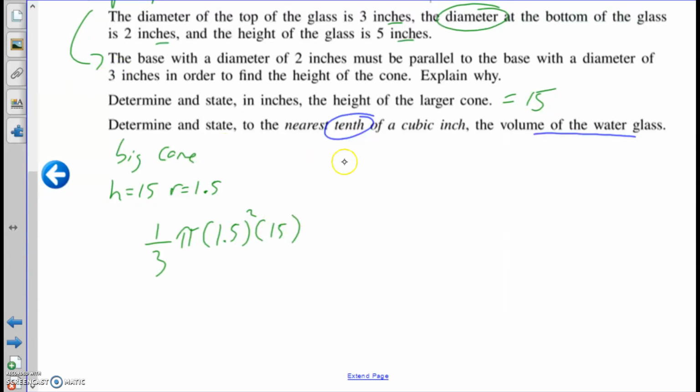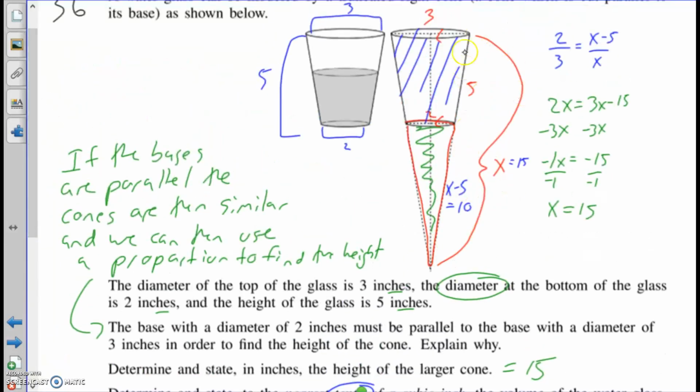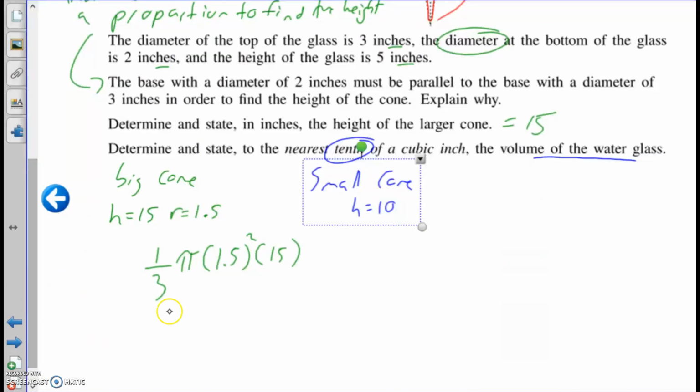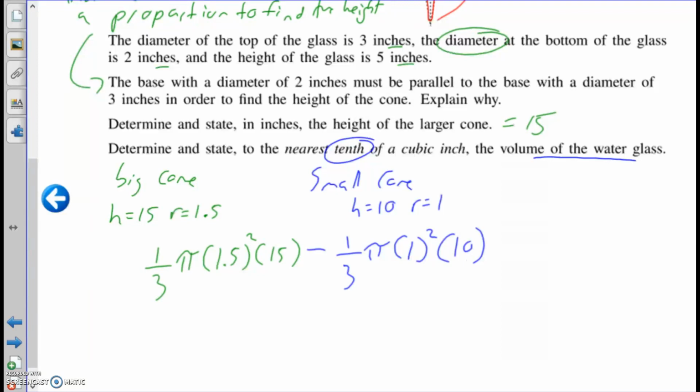And our small cone has a height of 10. Again, we see that here because the whole thing was 15 and we know the height of the water glass is 5, so the height of 10. And the diameter was 2, so this one has a radius of 1. And we're going to subtract this volume, so minus 1/3 pi 1 squared, which is just going to be 1, times 10.